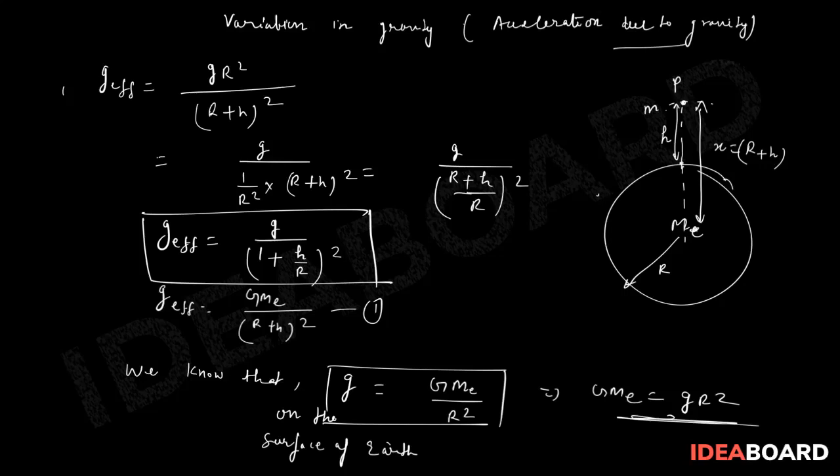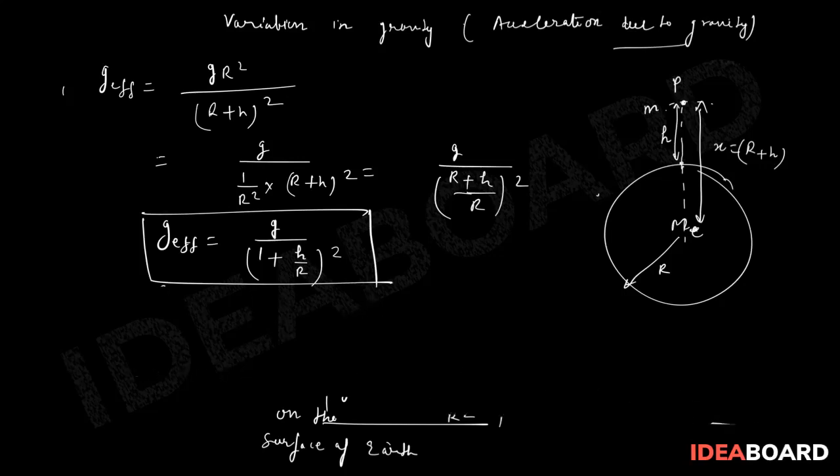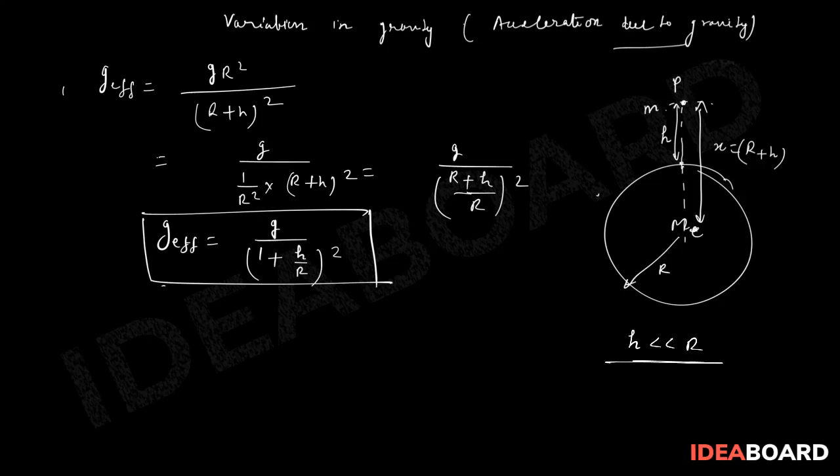Fine. Now I am taking one step further here. This formula you need to remember: g effective is equal to g upon 1 plus h by R whole square. What is one step further? I can assume h is very small in comparison to R. If that is true, then it can be written as g into 1 plus h upon R to the power minus 2. And then we can apply the binomial theorem.